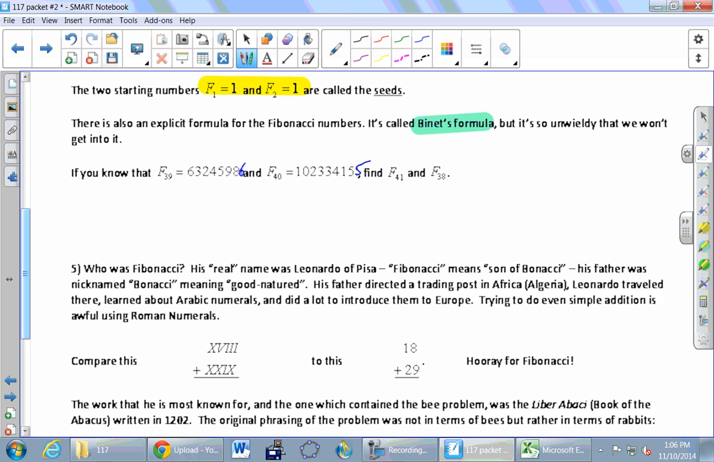Okay, so suppose I tell you that the 39th Fibonacci number is 63 million and change, and the 40th Fibonacci number is 102 million and change. I'd like you to be able to find F41 and F38. Let's give this a shot.